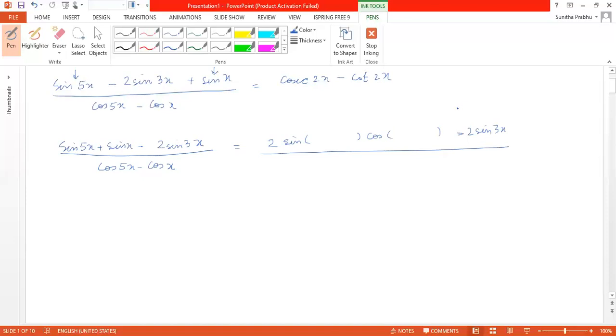What will be cos minus cos? Cos minus cos is minus 2 sin sin. Plug in the values here. 5x plus x by 2, that's 3x. And 5x minus x by 2: 5x minus x is 4x, 4x by 2 is 2x.